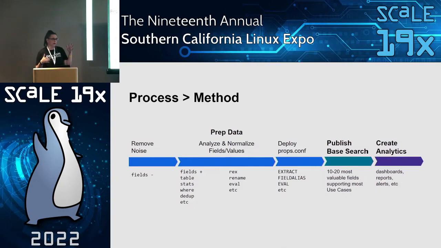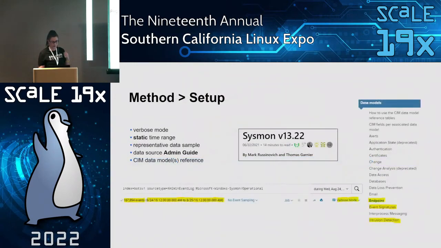And then once you've got the fields you do want, you want to start to normalize those, right? So it'll be field names you want to normalize, and then also field values. These are the most basic commands that you're going to use as soon as you start using Splunk, and that's like 90% of everything you ever need. Then deploying your props.conf: once you've got your search and all of your data normalized, you can publish that into a configuration file, or you can just save it as a base search, either way. And then your base search, again, 10 to 20 most important fields, and then your analytics.